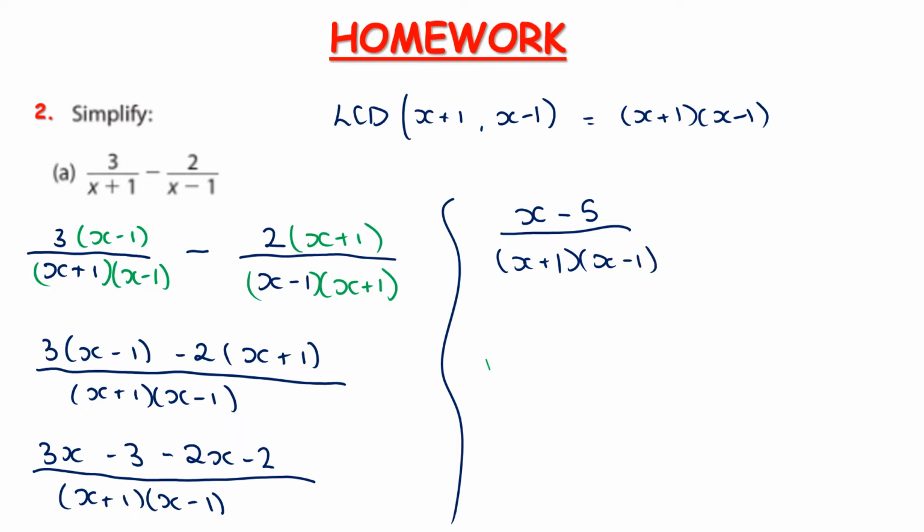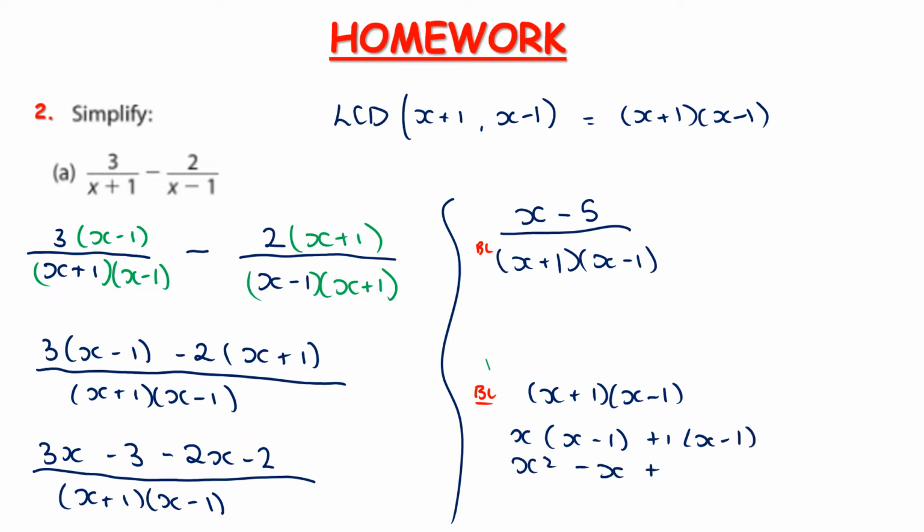Now I'm going to take my bottom line and expand it. So I have (x plus 1)(x minus 1), which is x times (x minus 1) plus 1 times (x minus 1). That is x squared minus x plus x minus 1. And the x's cancel, leaving me with x squared minus 1. And that's quite interesting. Well, I think it's quite interesting.